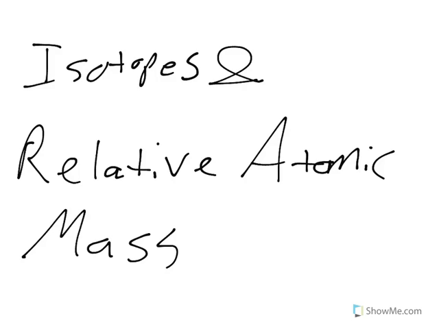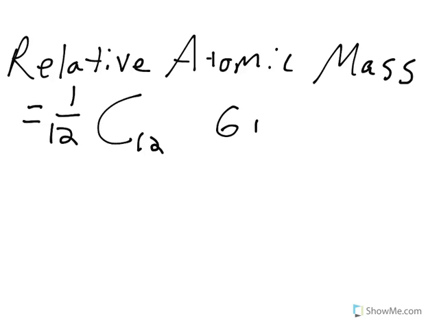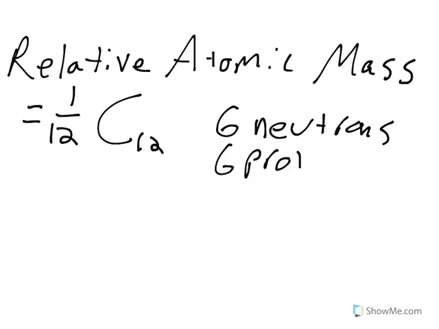I am an MIT undergrad, and this lesson will describe isotopes and relative atomic mass. First, relative atomic mass is referred to as such because it is equal to 1/12 the mass of a carbon-12 atom. A carbon-12 atom has 6 neutrons and 6 protons.